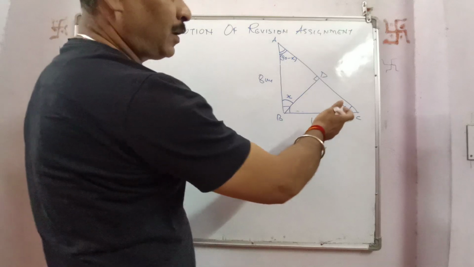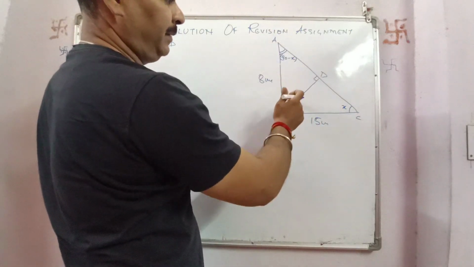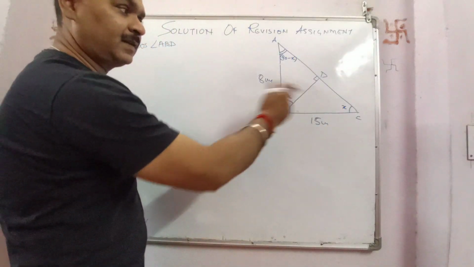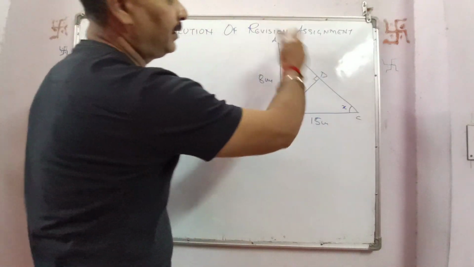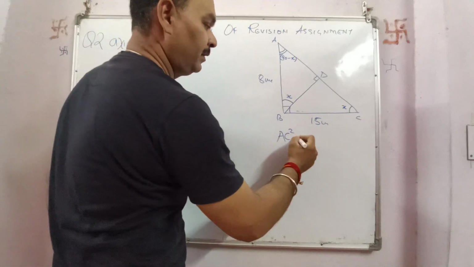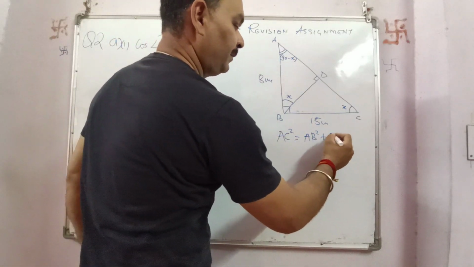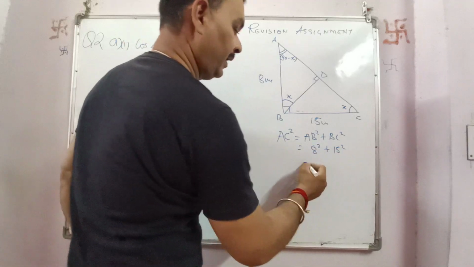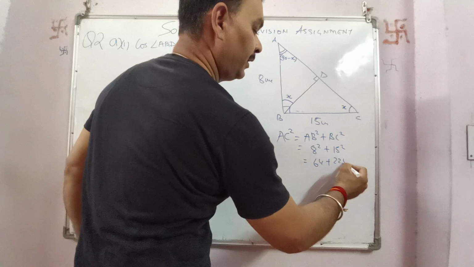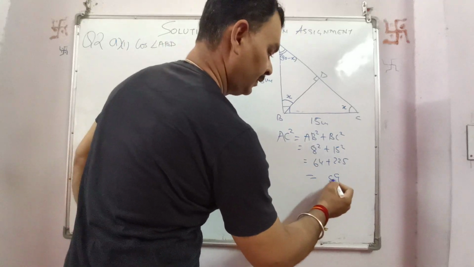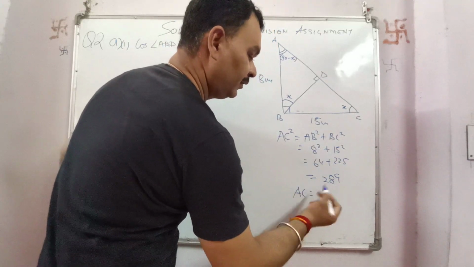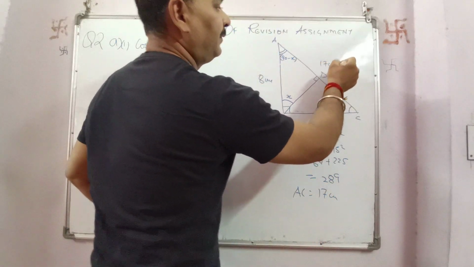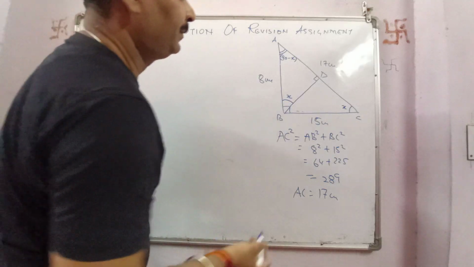So instead of finding cos of angle ABD, which we have supposed X, we can easily find out the cos of C, because the angles are same. But for that we need AC, which can be easily found out. AC square is equal to AB square plus BC square. AB is 8 square, BC is 15 square. 64 plus 225, 289. So AC is equal to plus minus 17, again neglecting the negative side, as we all know that the side of the triangle cannot be negative.